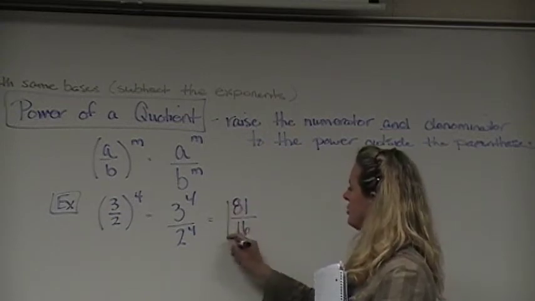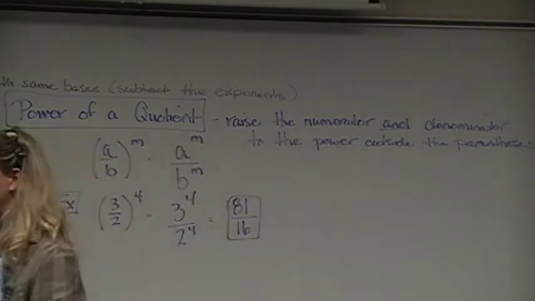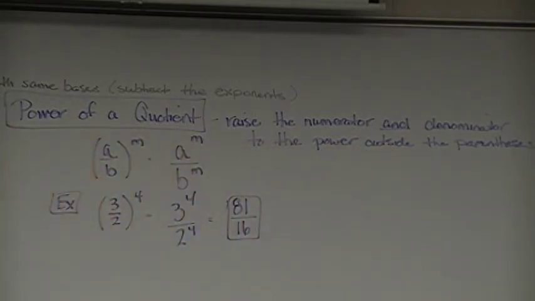So if they ask you to do it again, make sure you pay attention to what we're asking you to do. Are they asking you to leave it as exponents? Then you will leave it as 3 to the 4th over 2 to the 4th. If they ask you to simplify the expression, then you will write it as 81 over 16.